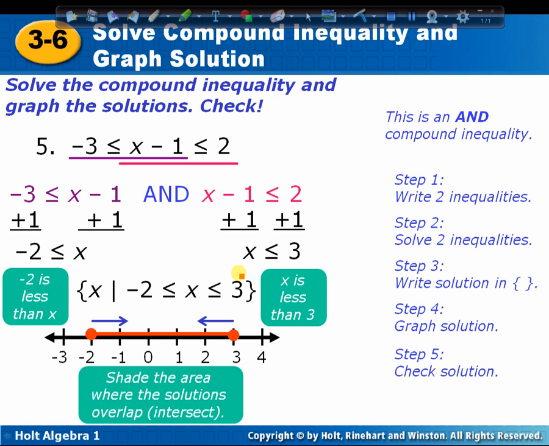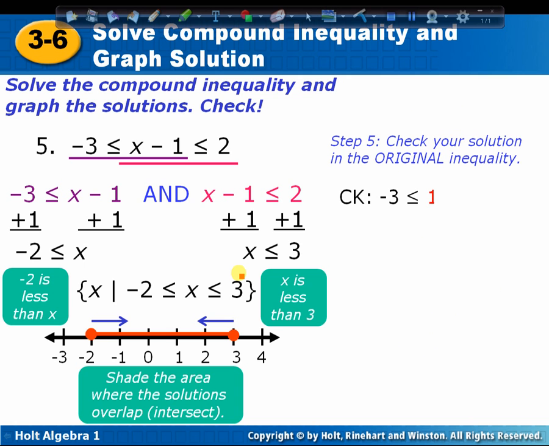So to check it, I'm going to pick a number from the middle and plug it into my original problem. So I can pick -1, 0, 1, or 2, does not matter which one. I'm going to pick 1, so I'm going to say -3 is less than or equal to 1 minus 1, less than or equal to 2. Well, 1 minus 1 is 0, and 0 is in between -3 and 2. It's greater than -3, but it's less than 2. So my check is correct. Again, take a minute, make sure you have the solve, set, graph, and check completed for number 5 before you move on.